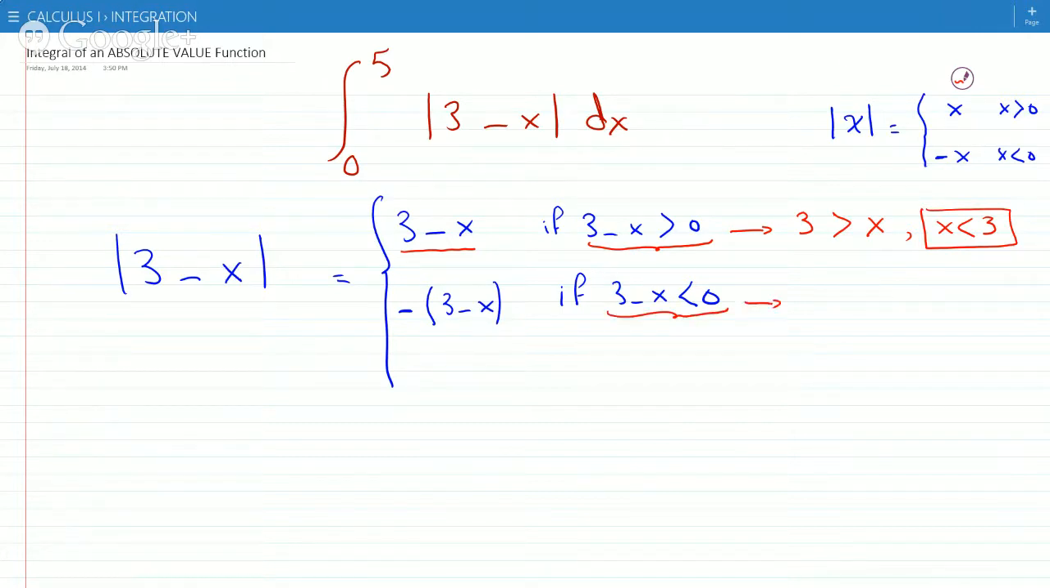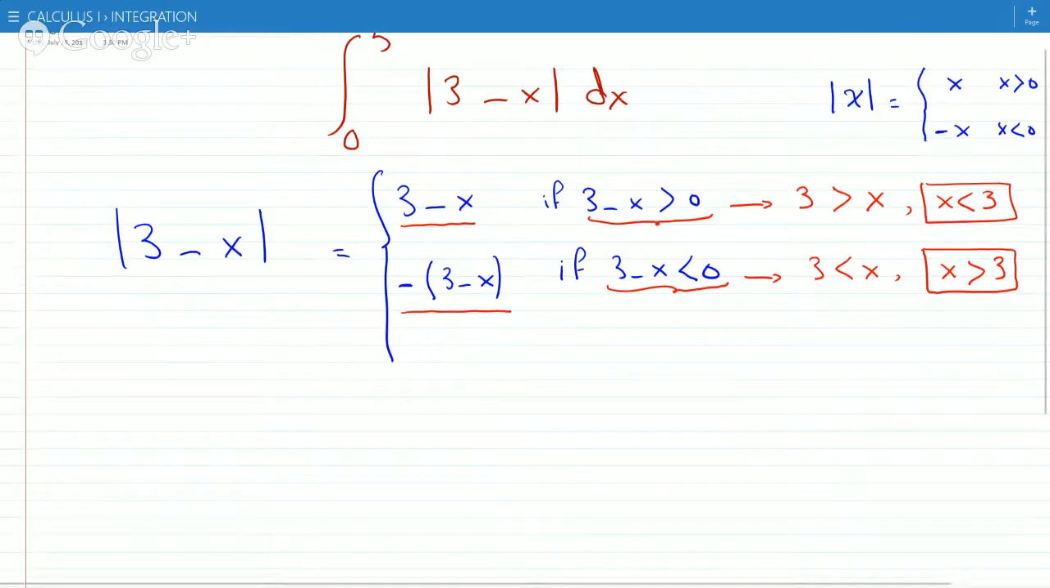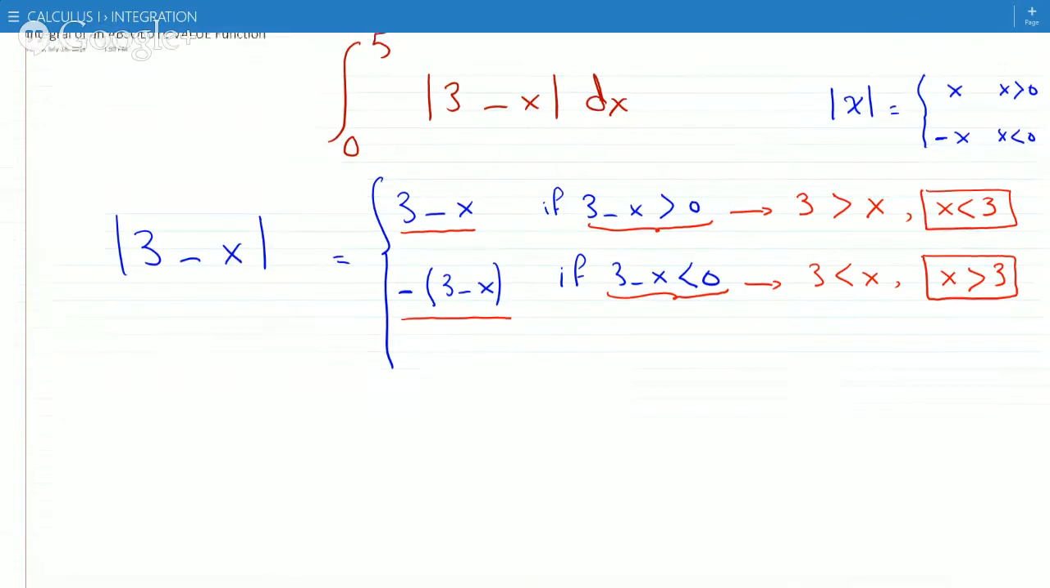And with the same exact logic, I can solve this one here. I could add x to both sides and I would get 3 less than x, which is the same as saying x is greater than 3. So when x is greater than 3, the value of the function becomes minus of 3 minus x. So right at 3, the function actually changes.